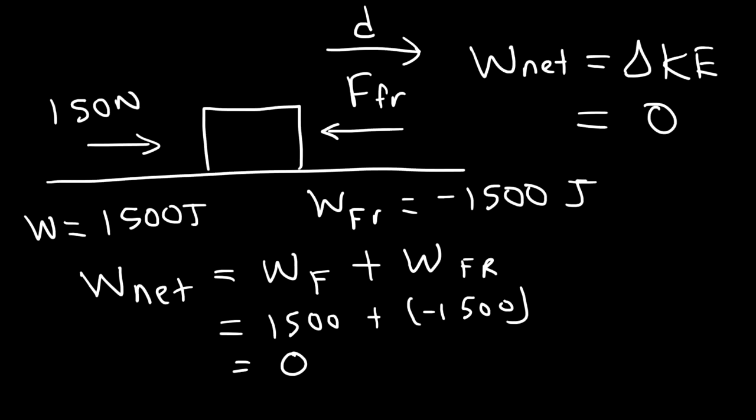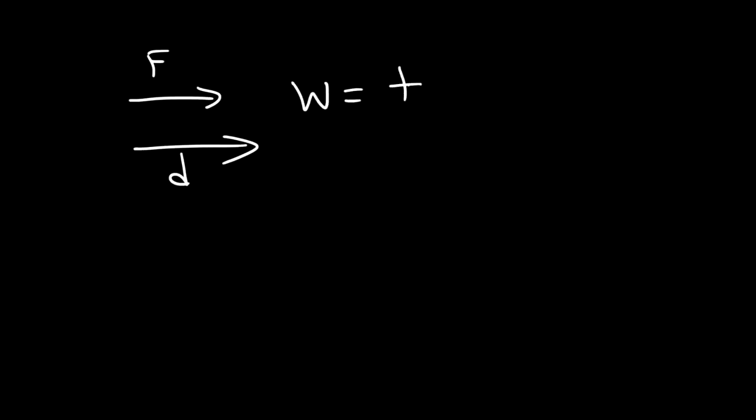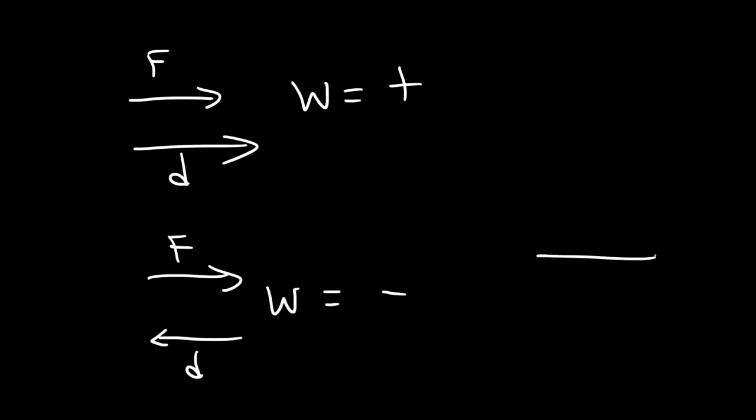So if you need to determine the sign of work, if you want to determine if it's positive, negative, or zero, there's two ways to do it. First, compare the force and the displacement vector. If the force and displacement vector are in the same direction, the work done is positive. If they're in opposite directions, the work done is negative. And if they're perpendicular, no work is done.